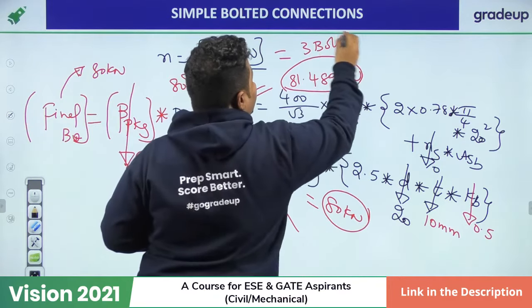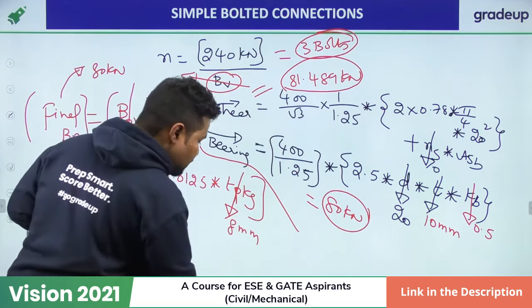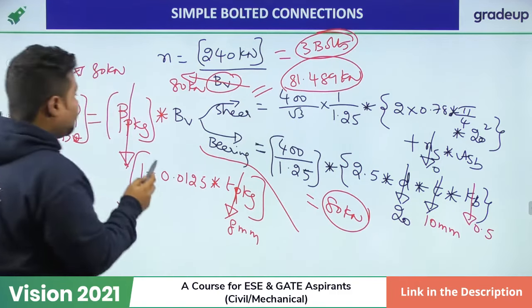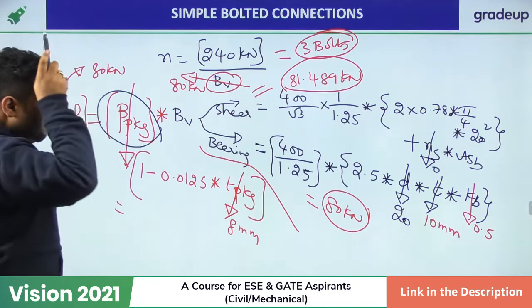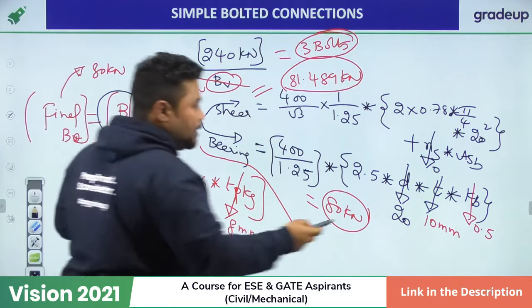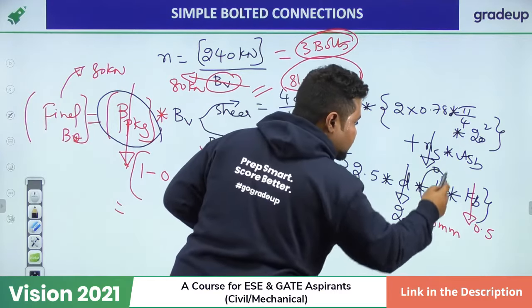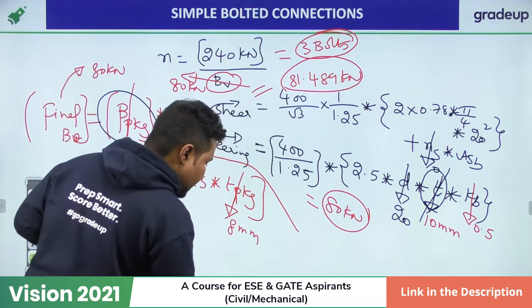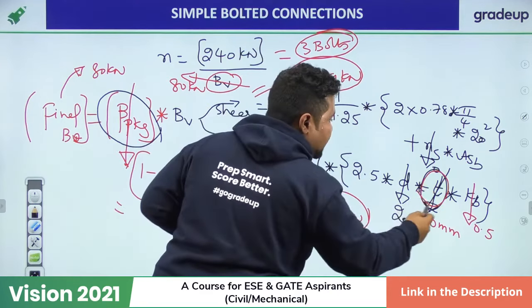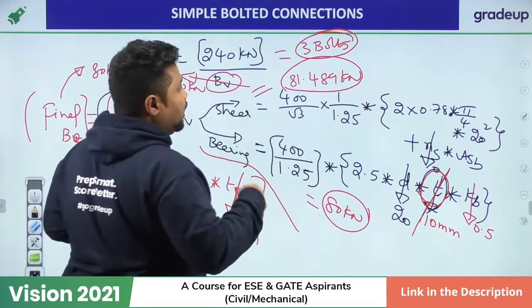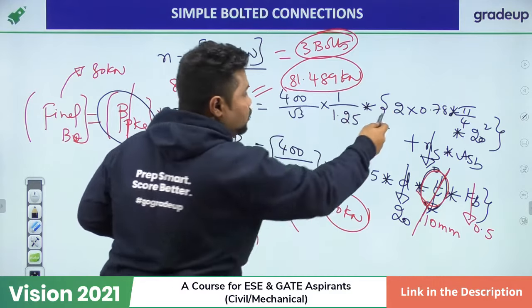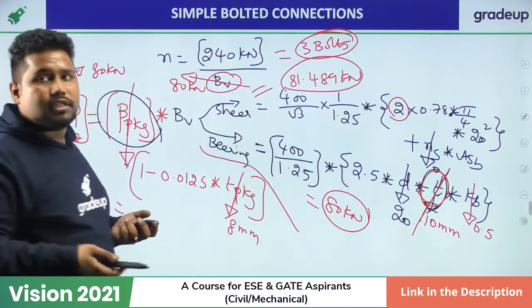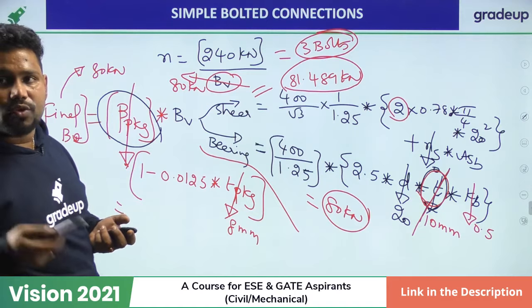When compared to your previous problem, you may make a mistake without considering this. This is one possibility of making a mistake, and another possibility is this. Sorry, let me show with another color. You may make a mistake in this T value, and in the number of shear planes. These are the three chances where you can make a mistake.